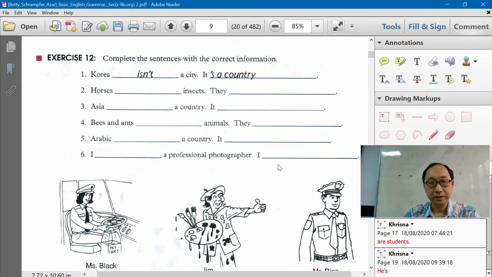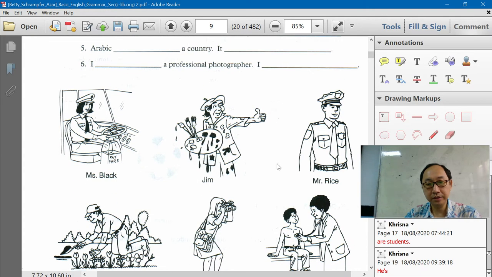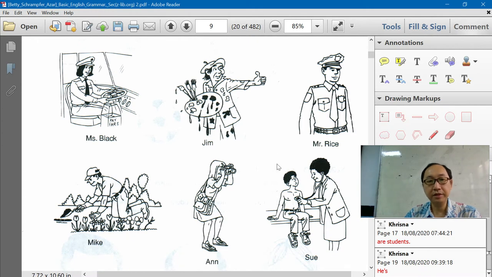Okay, so let's have an exercise. We will look at the picture, we'll study the picture, and we will see six people over here. Ms. Black, she is a bus driver. Jim is a painter, or Jim is an artist. Mr. Rice is a policeman. Mike is a gardener. Anne is a photographer. And Sue is a doctor. So those are the facts. Itu adalah faktanya. Pekerjaan-pekerjaan mereka.